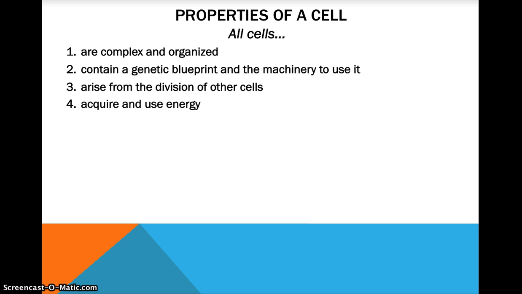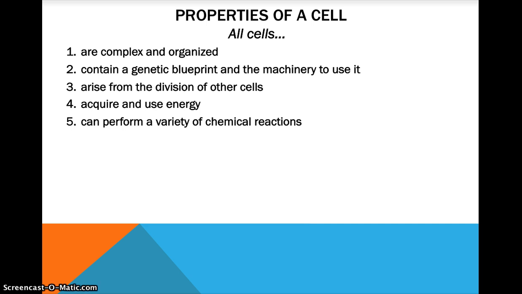The fourth property is that all cells acquire and use energy. So plants are famously known for using photosynthesis to create their own food from sunlight. Now our own cells do something similar. It's called respiration. And just like photosynthesis, it results in the creation of ATP, which is usable energy for our cells.